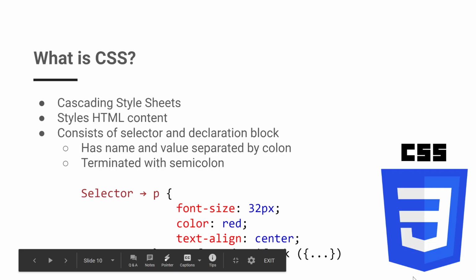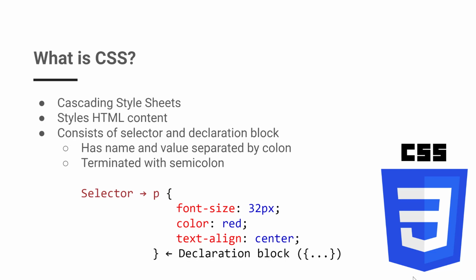So we've been talking about all these tags in HTML, but you might be wondering, how do we actually style this? We actually have a thing called CSS, and this stands for Cascading Style Sheets. It allows us to style HTML content, and it consists of a selector and a declaration block, and it has a name and a value separated by a colon, which is then terminated by a semicolon.